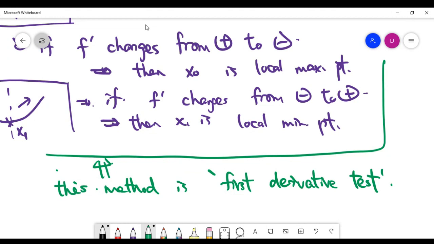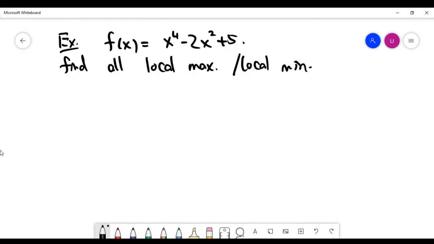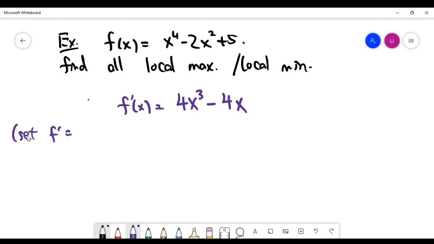And let's look at some examples. So please look at the current example now. The function f is given. You are required to find all the local maximum and local minimum points and values. Based on what we said, the first derivative test, we need to find f prime first. The derivative f prime is 4x cubed minus 4x. To detect whether f prime changes sign, my advice is to set f prime to 0 and solve for x.